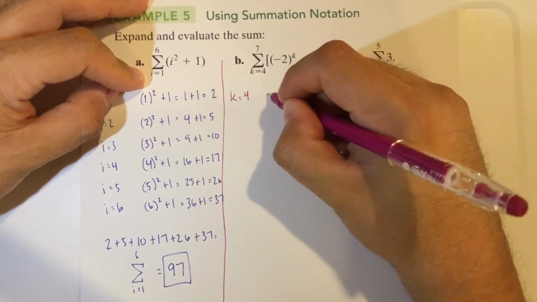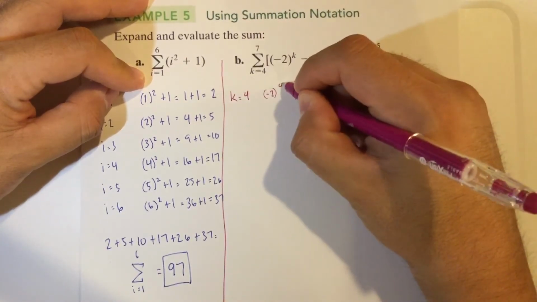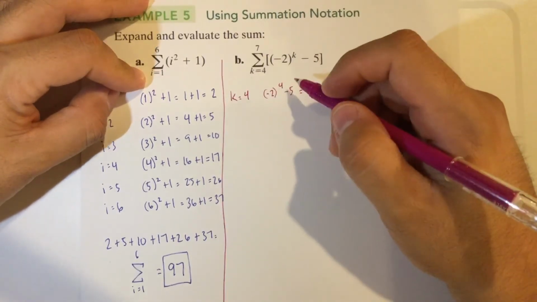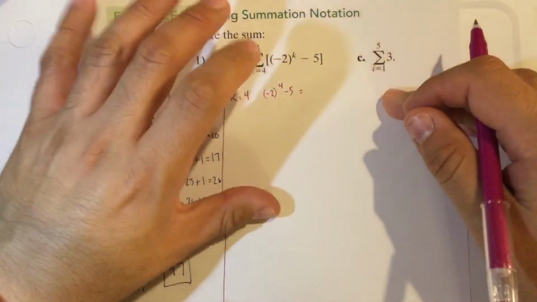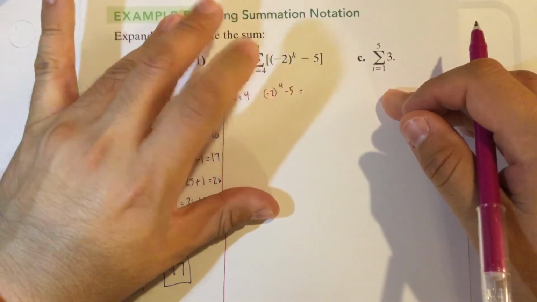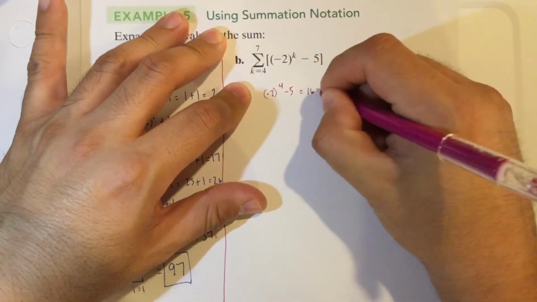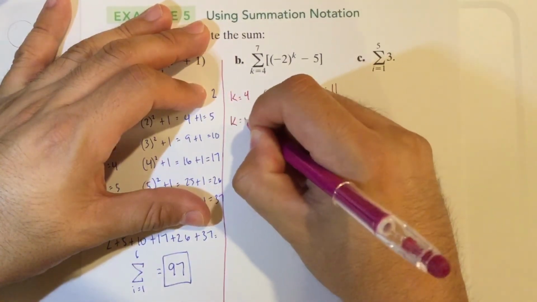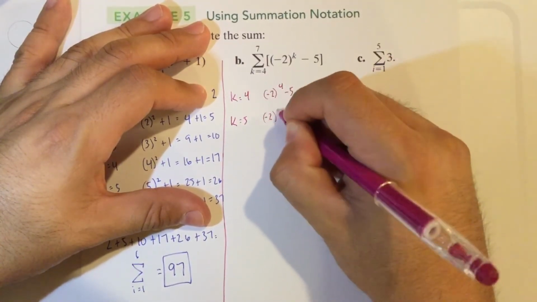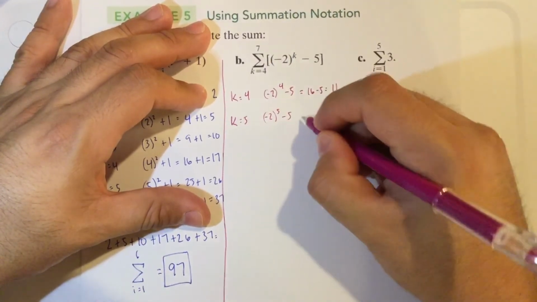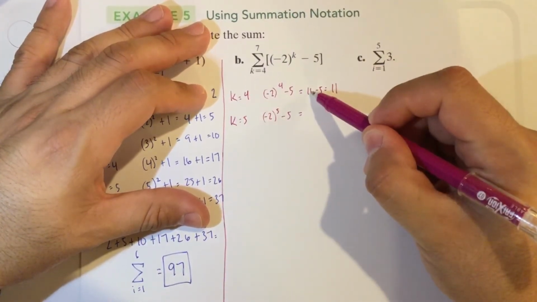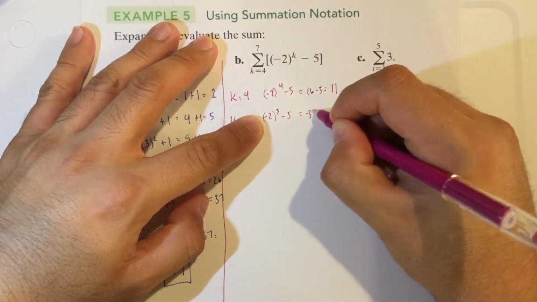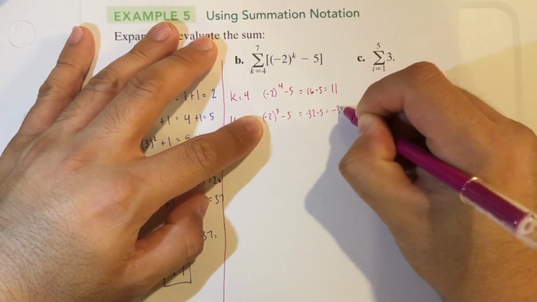So this is going to be negative 2, with k as the 4th power, minus 5. Negative 2 to the 4th power: negative 2, 4, 8, 16. And 16 minus 5 is 11. Now we go to k equals 5. Negative 2 to the 5th minus 5. If this was positive 16 multiplied by one more negative 2, that gives me negative 32, minus 5, which is negative 37.